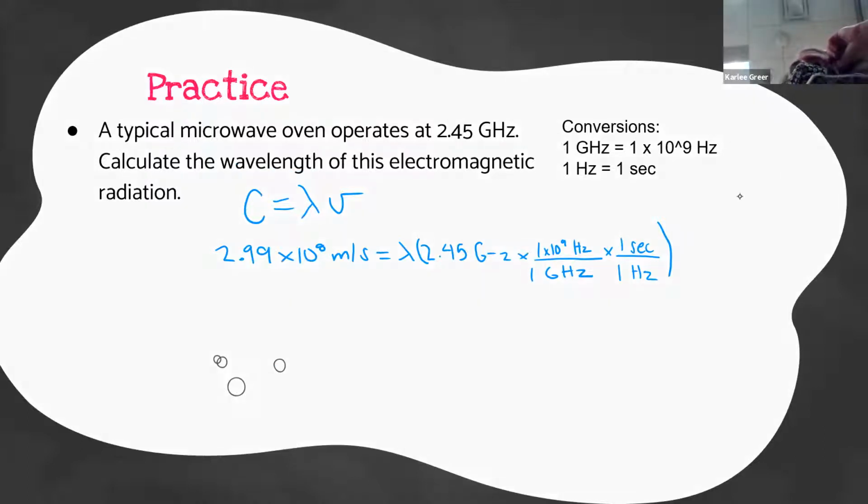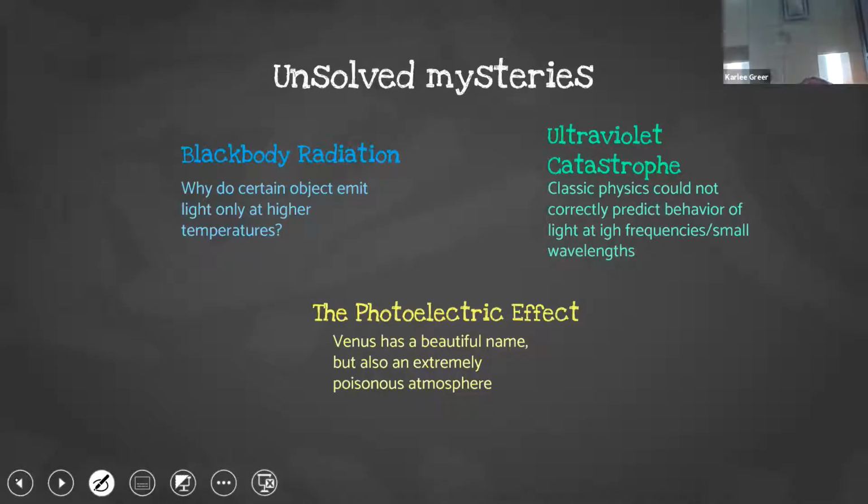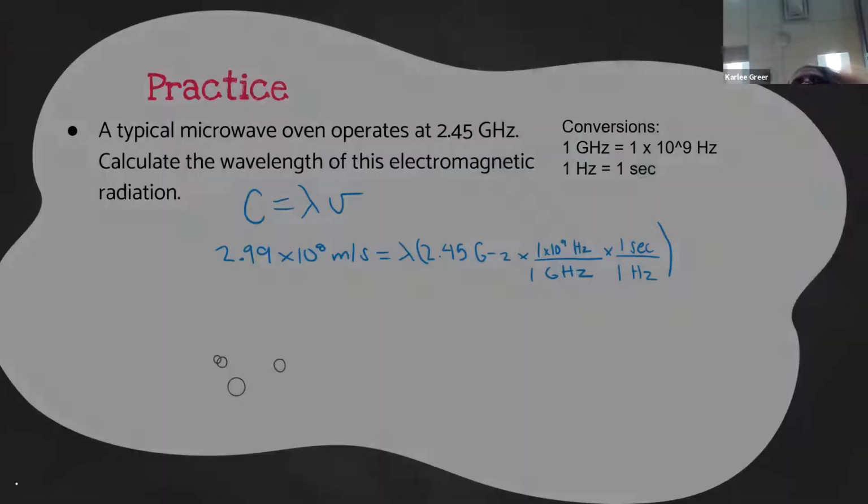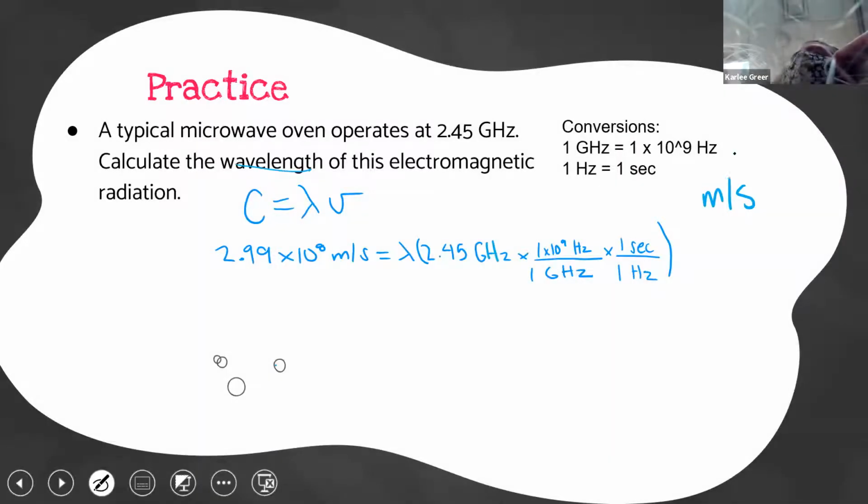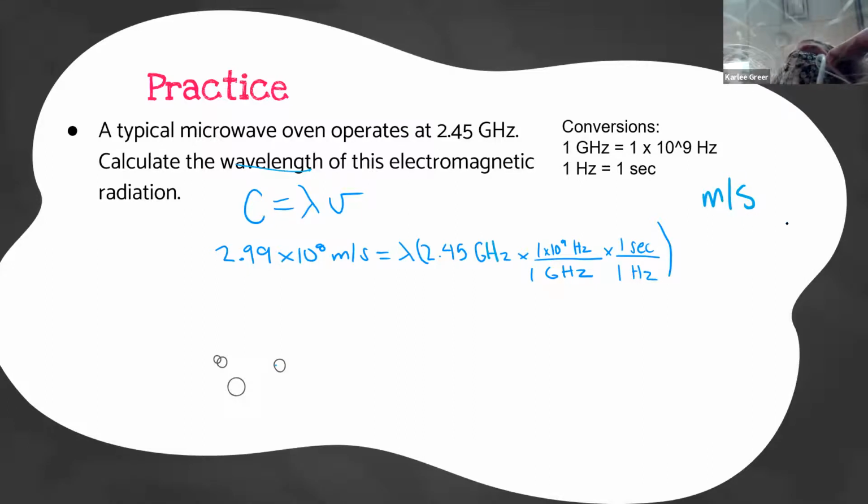We can see here that our seconds are on the bottom. So an inverse second is going to be exactly what we need for the problem. So that's why we're going to convert to hertz here. So we're going to do 2.45 gigahertz times 1 times 10 to the 9th hertz over 1 gigahertz times 1 second over 1 hertz. We'll allow these units to cancel out, and then we'll get it in meters per second.